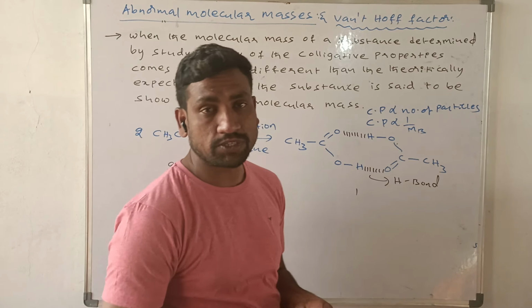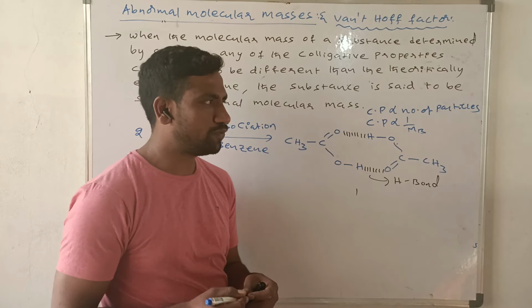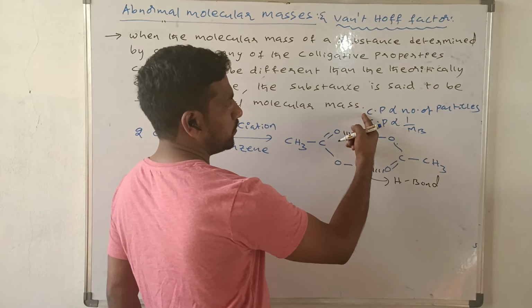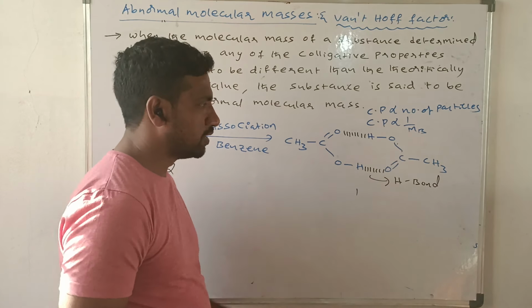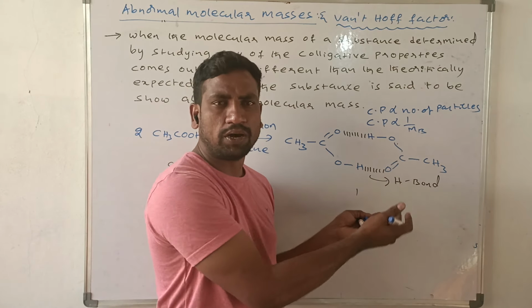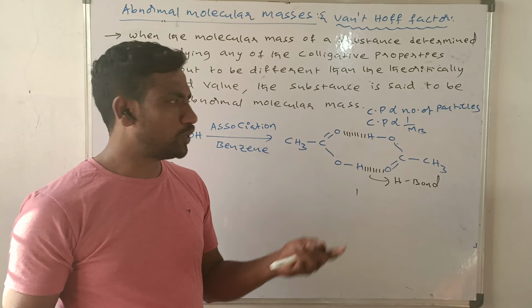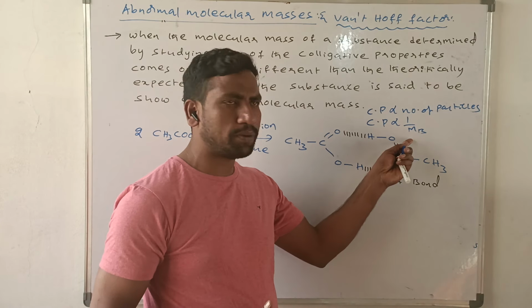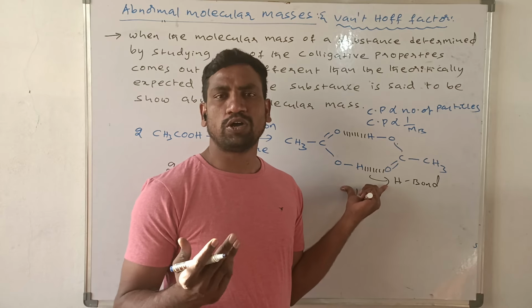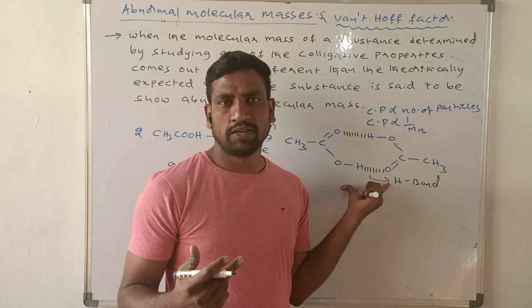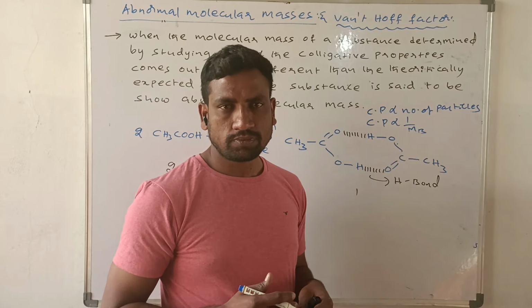Then what will happen to the colligative properties? Colligative property depends on the number of particles. If the number of particles decreases, the colligative property also decreases. So we are going to get a higher molecular mass. Why? Because if the colligative property decreases, the molecular mass definitely increases. So here we are going to get a higher molecular mass than the expected value.